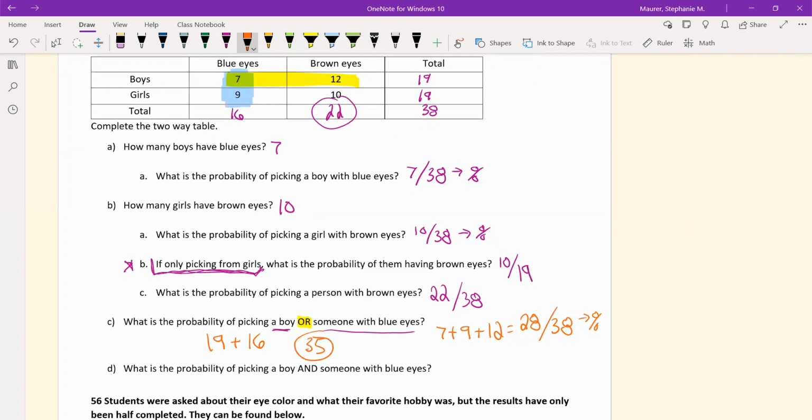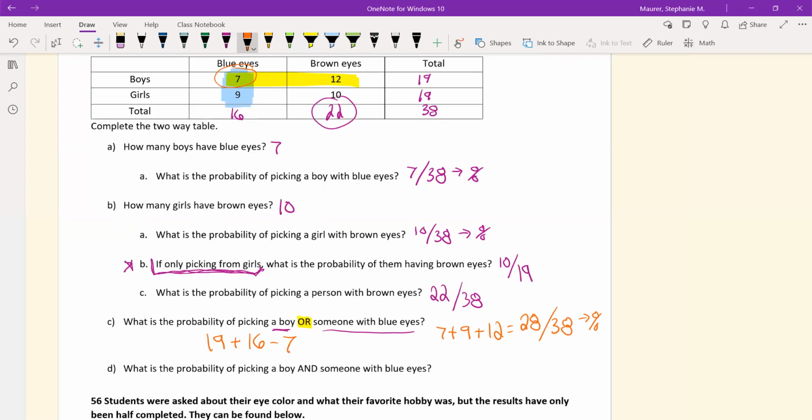So why am I getting 35 here, but 28 over here? And there's actually a very simple answer to this. And that is when I do the grand totals of all the boys plus all the blue-eyed people, you notice that 7 is being counted twice. I counted those 7 boys with the boy total, and I counted those 7 with the blue-eyed people. So you almost counted them twice. So we're going to subtract the 7 once. And basically what that's doing is it's saying, rather than counting it twice, I removed the duplicate.